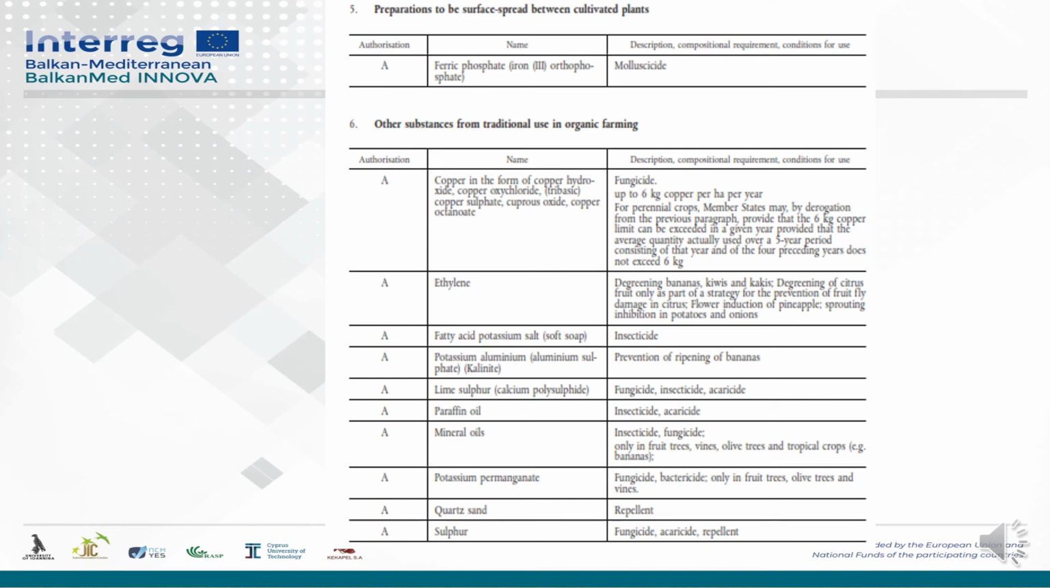Fatty acid potassium salt, soft soap, is used as an insecticide. Potassium aluminium sulfate, or kalinite, is used for prevention of ripening of bananas. Lime sulfur, calcium polysulfide, is used as a fungicide, insecticide, and acaricide. Paraffin oil is used as an insecticide and acaricide. Mineral oils, insecticide, fungicide, only in fruit trees, vines, olive trees, and tropical crops, for example, bananas. Potassium permanganate, fungicide, bactericide, only in fruit trees, olive trees, and vines. Quartz sand is used as a repellent. Sulfur is used as a fungicide, acaricide, and repellent.